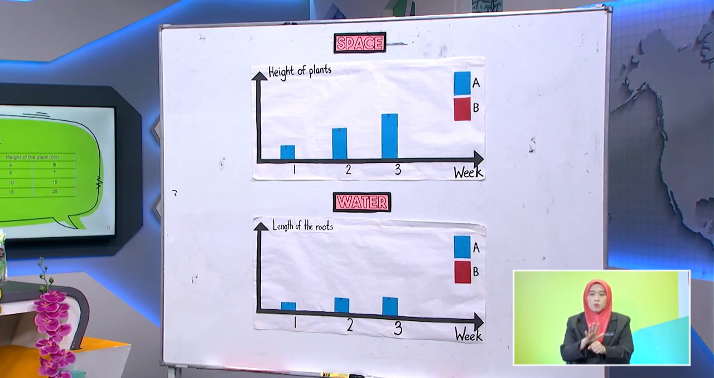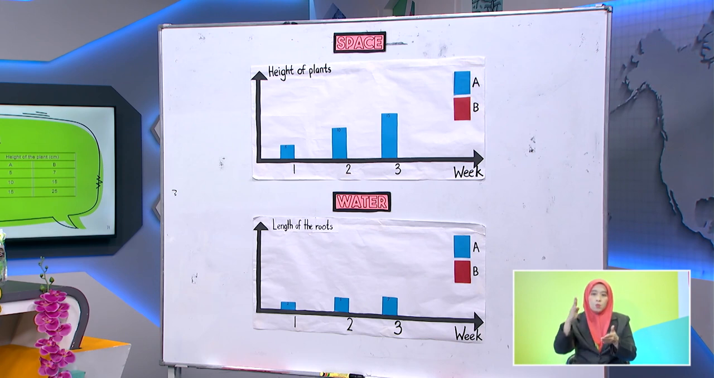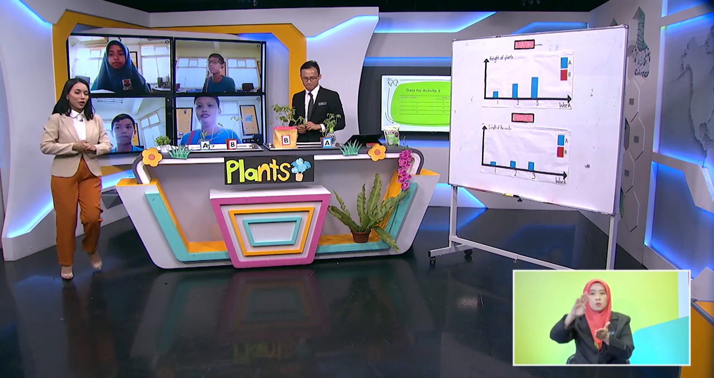Oh, okay, I can see there isn't any bar for B. Yes, as you can see, there are two colors on the bar chart right now. You have A, which is blue, and B, which is red. Okay, could you please help me to fill in the blanks? Of course, Mr. Q. Let me go over there for a while.